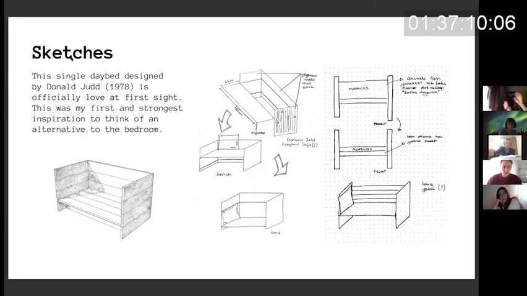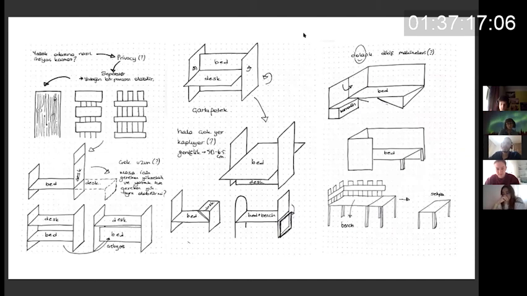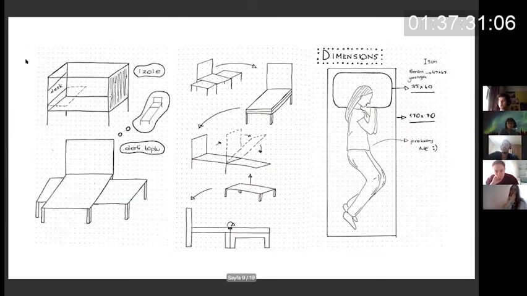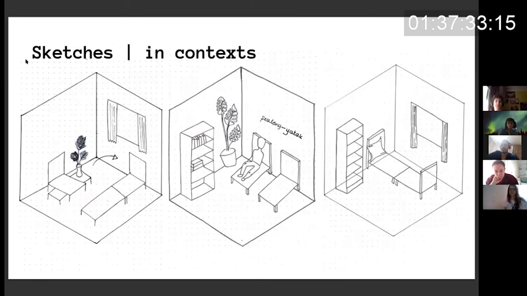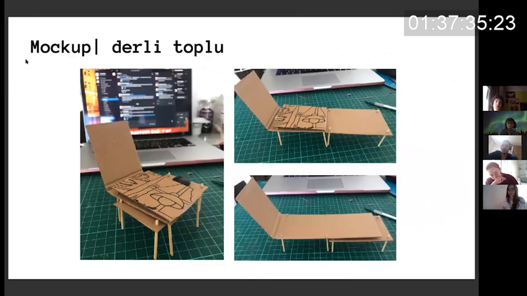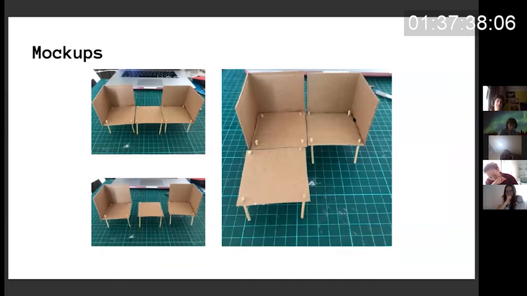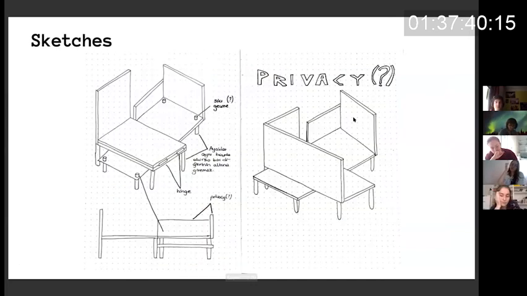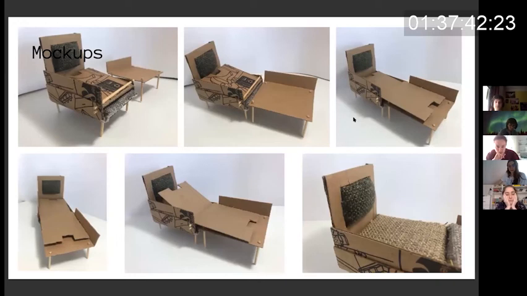My first primitive sketches are here. I started with Donald Judd's single day bed, followed by other improvements on it. I just tried to create sleeping places which give us both privacy and a compact bed. These are my sketches, in context, the mock-ups, the previous sketches. These are my other sketches and mock-ups. And this is my last sketches and last mock-ups.